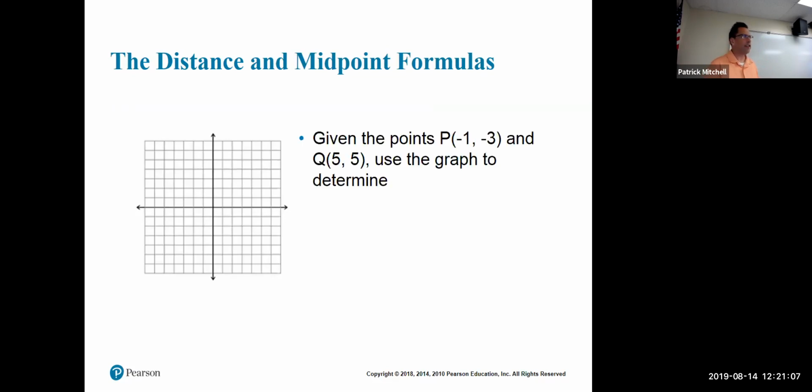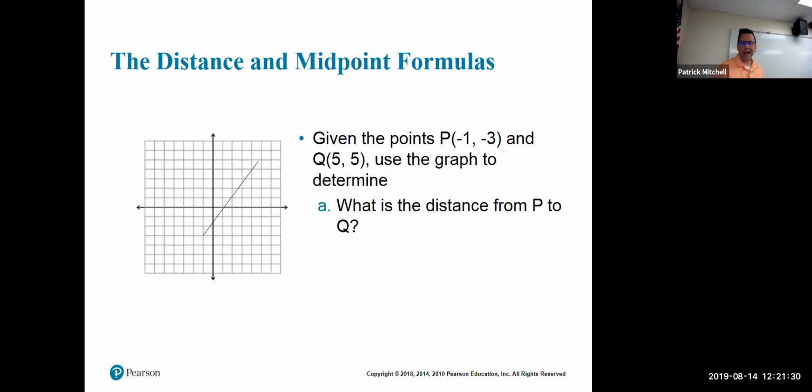I don't like to just come right out and tell you what the distance formula says. I think if you have some understanding of where it comes from, it makes it easier to remember. So let's say that I have 2 points, -1, -3, and 5, 5. So the first question I'm asking is, what is the distance between those 2 points?